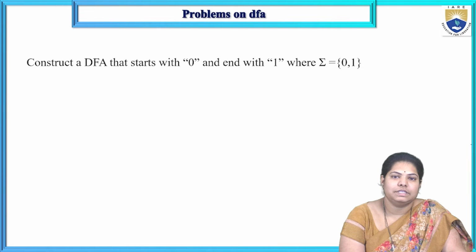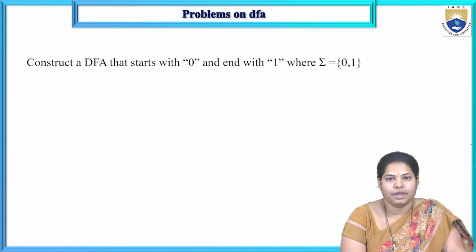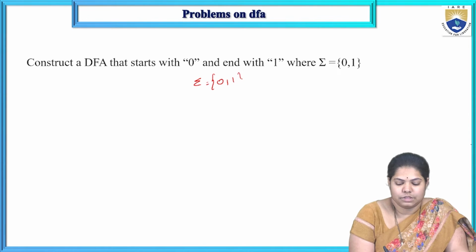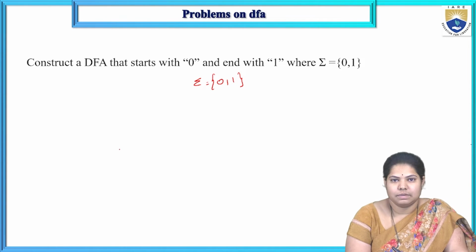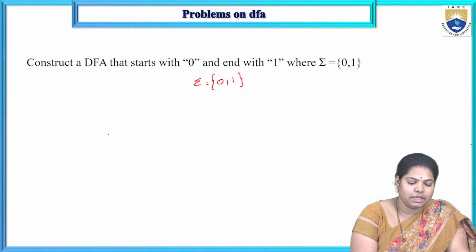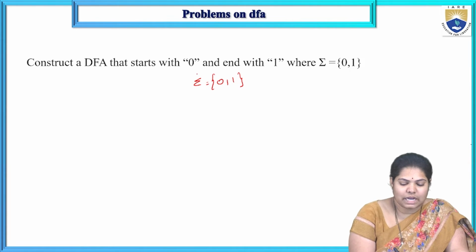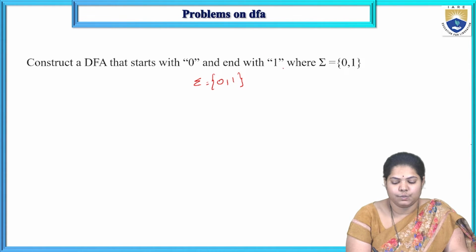Whenever I see the question, first of all I have to identify what symbols have been given. What are the symbols given in the question? Sigma is equal to {0, 1}. 0 and 1 are the input symbols that they have given. Next, what have they asked? We have to read it once again: construct the DFA that starts with 0 and ends with 1.